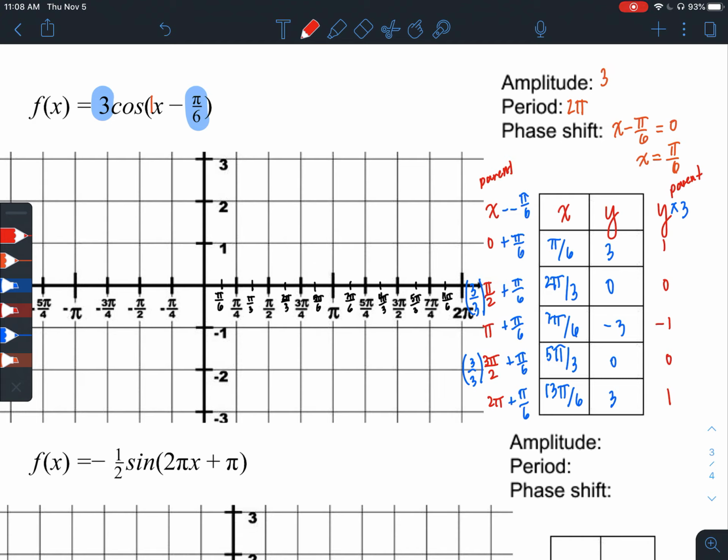All right, so I'm going to go ahead and graph these. So pi over 6, 3, 2 pi over 3, 0, 7 pi over 6, negative 3, 5 pi over 3, 0, and 13 pi over 6, 3.